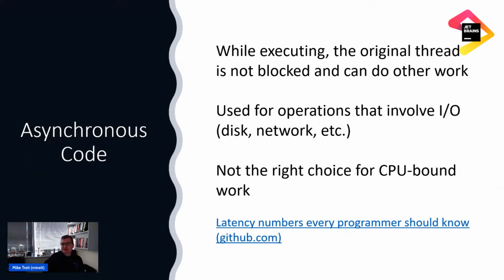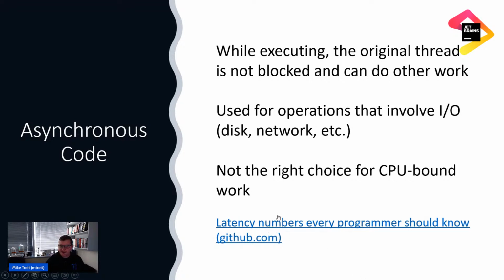Okay, now let's talk about asynchronous code. Async essentially means I'll get back to you. Some work is going to happen, and then eventually that work is going to come back and resume, possibly not on the same thread that it started on. That means the original thread is not blocked while this asynchronous operation is happening. We use async for operations that involve I/O, input-output, talking to disk, talking to the network. It's generally not the right choice for CPU-bound work.